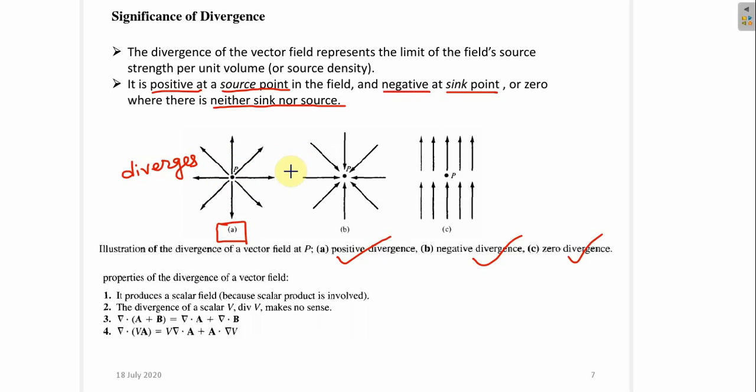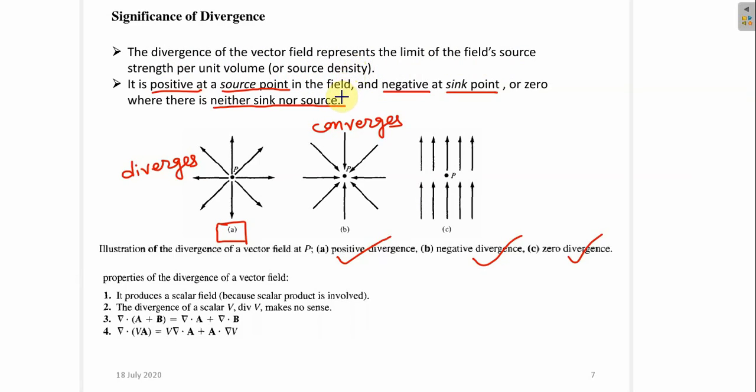And here it has negative divergence, because here it is converging. Converging means the direction is opposite: it is not spreading out of point P, it is converging at P, towards P, so the divergence is negative. And in the third case, it has zero divergence. This definition holds good: the divergence of a vector field represents the limit of field source strength per unit volume, or simply the source density.